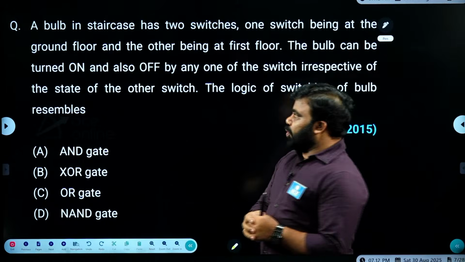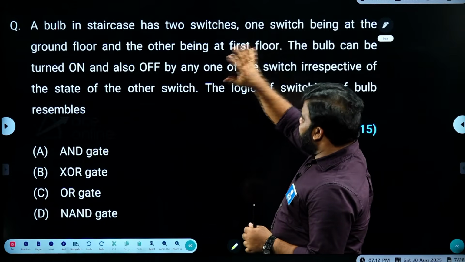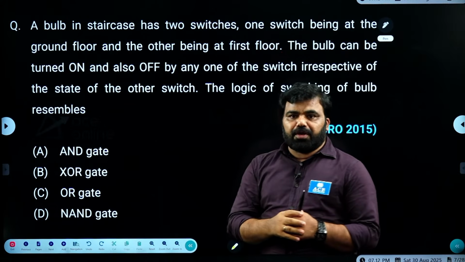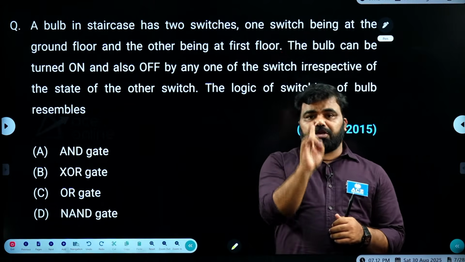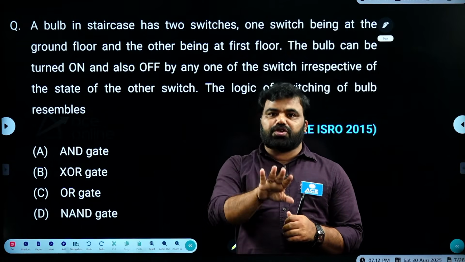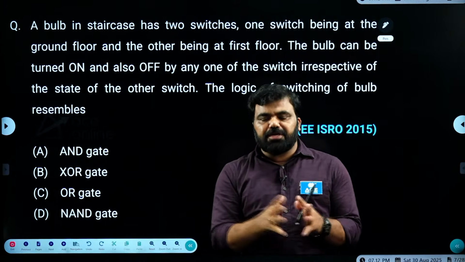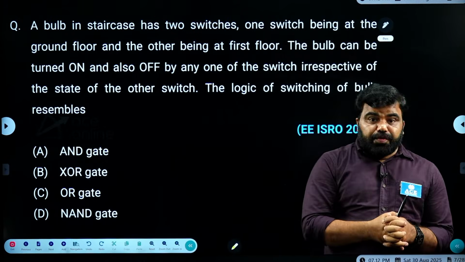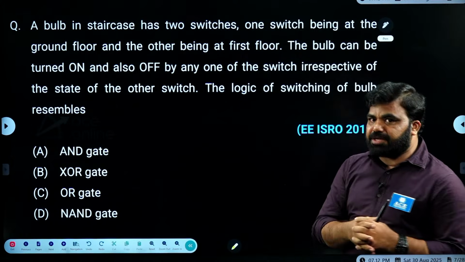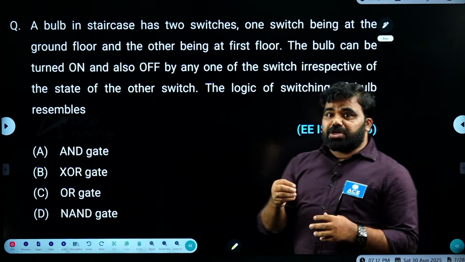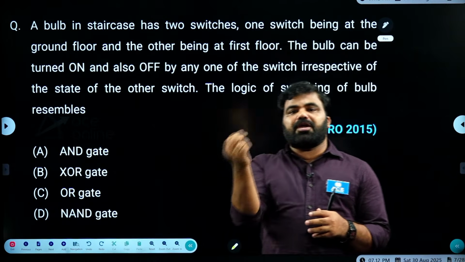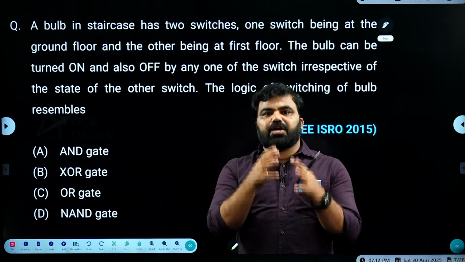So once again, the data given is that there are two switches, and irrespective of the position of one switch using another switch, it must be able to switch on and switch off. That is nothing but the switch should not be disabling the other input. A simple logic is that the position of the switch or any one of the inputs should not be disabling the other inputs. That is the required function.